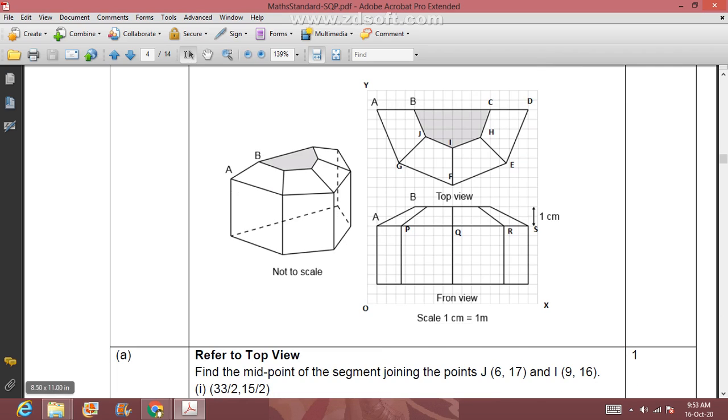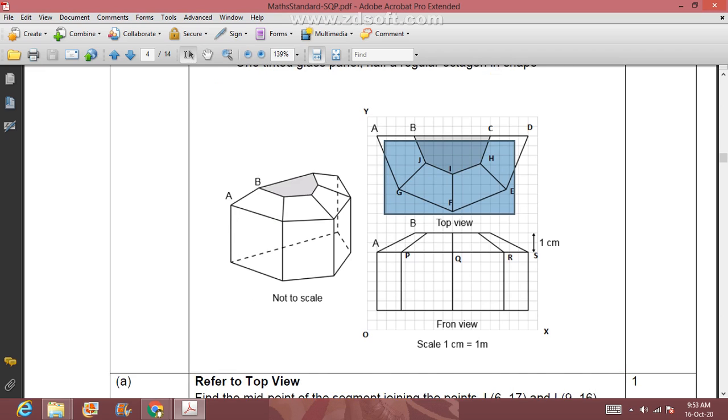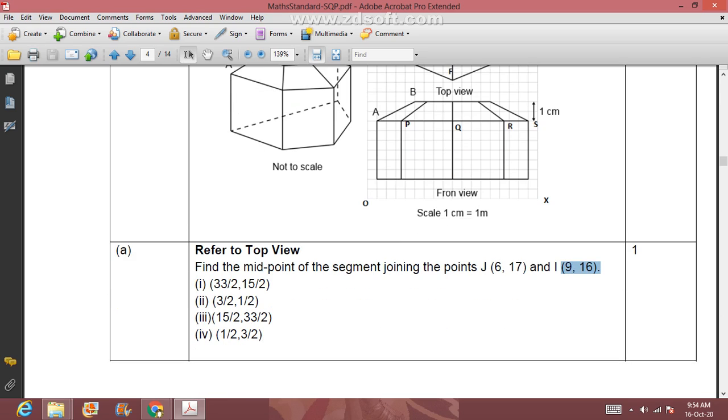So refer to the top view for solving the sub-questions of 17. For solving A, refer to the top view. Just you have to refer to this view. Clear? For that, find the midpoint of the segment joining the points J (6, 17) and I (9, 16). For J, coordinates are given 6, 17 and for I, coordinates are given 9, 16. You have to find the midpoint by using the midpoint formula.